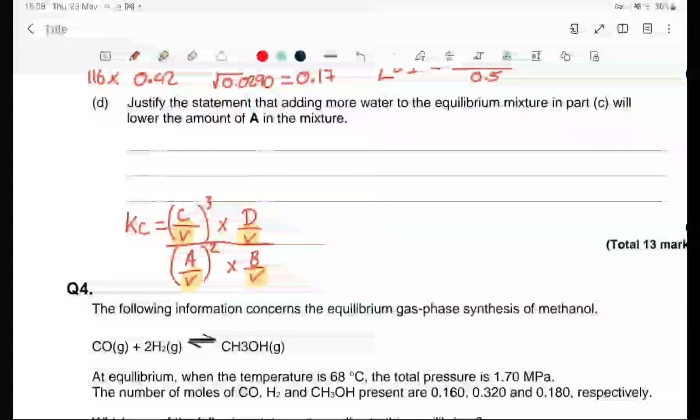What this results in is an increase in the number of moles of C and D and a decrease in the number of moles of A and B. What I'm describing here, of course, is a shift of equilibrium. The equilibrium is shifting towards the right.